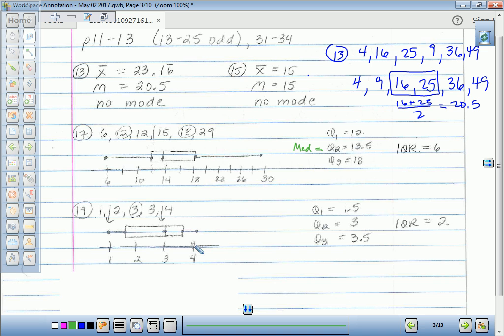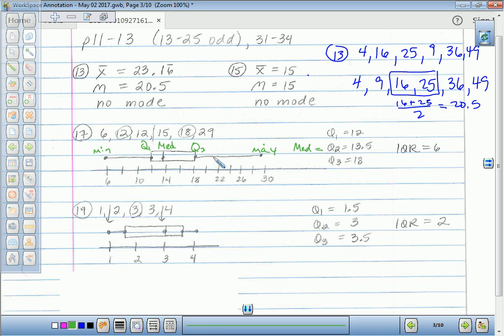Okay, so like when you make the actual box thing, like how do you know how to make it? Okay, so this is the min, this is the max number. So the lowest number is this dot, the highest number is that dot. Okay, this is your Q1, this is your median, and this is your Q3.